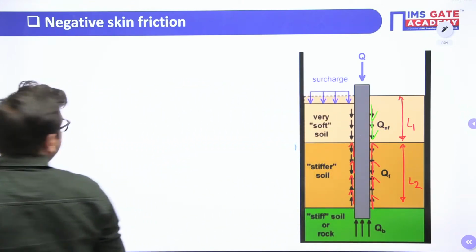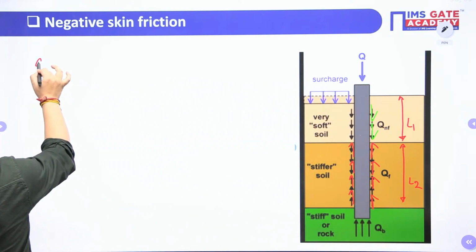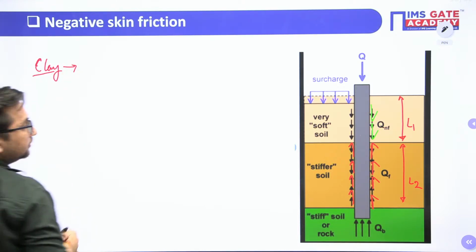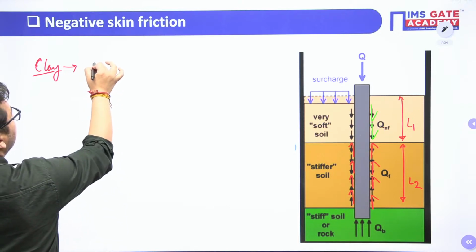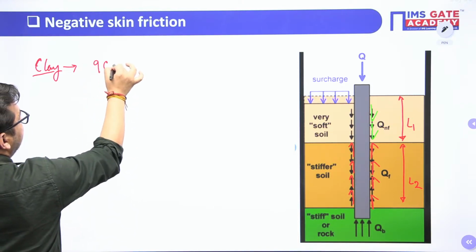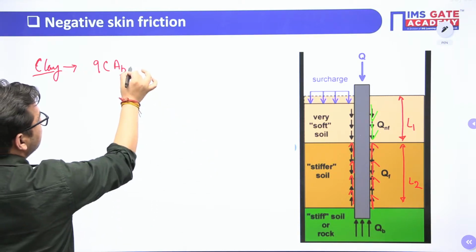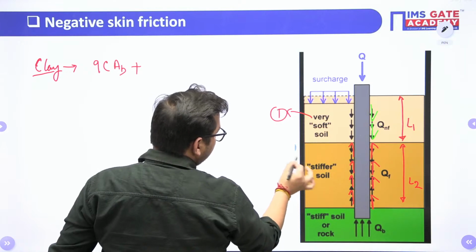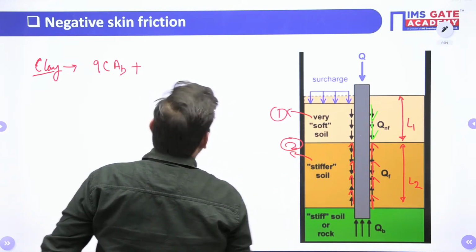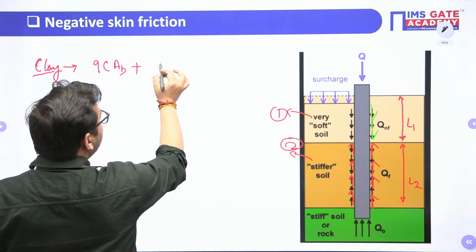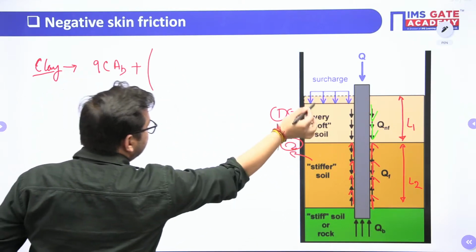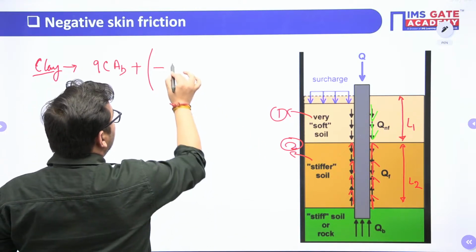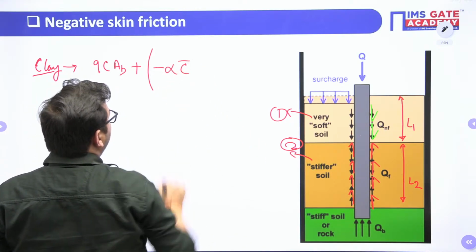So what can you say? In case of clay, if I write for it, it will be 9C into AB, that is the end bearing resistance, plus, this is 1, this is 2, right, plus, as this is negative in portion number 1, I can write it as minus alpha C bar into AS.